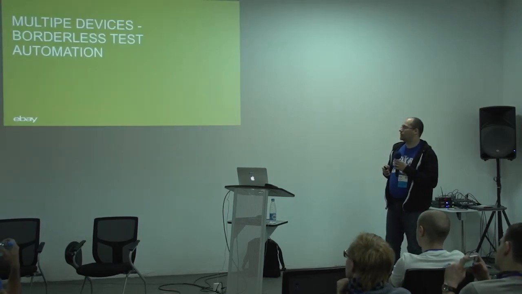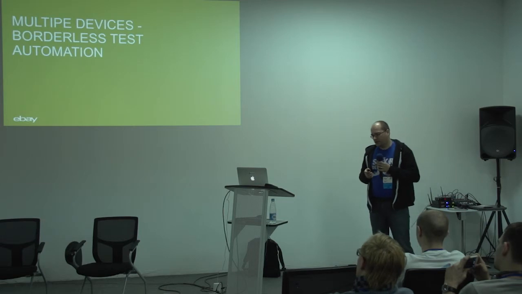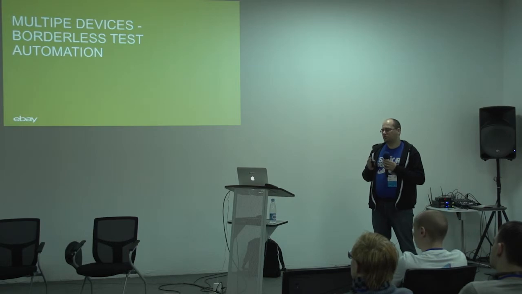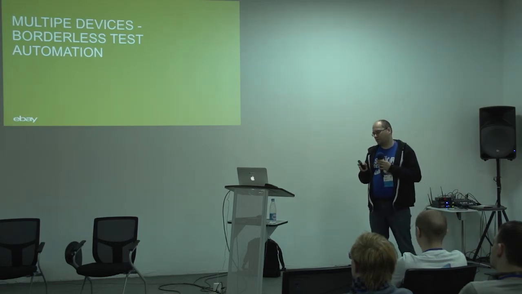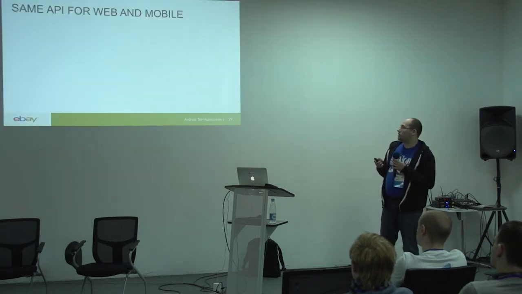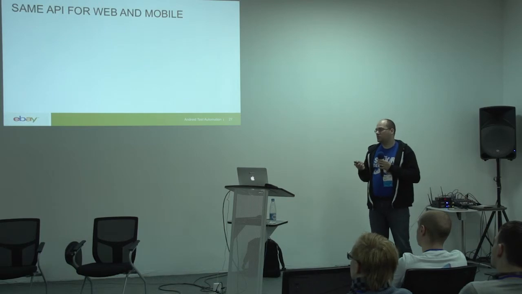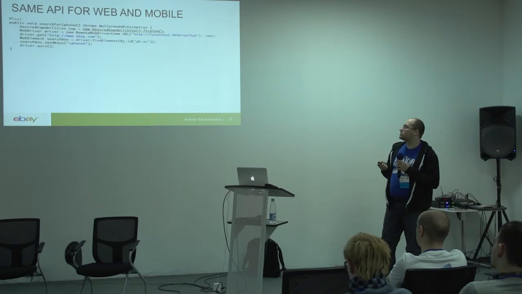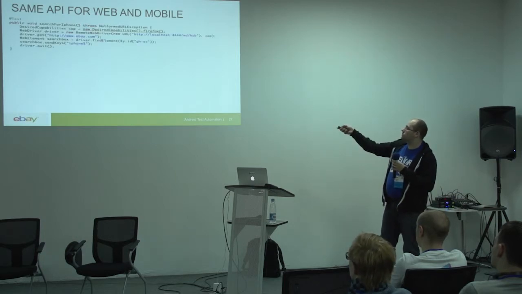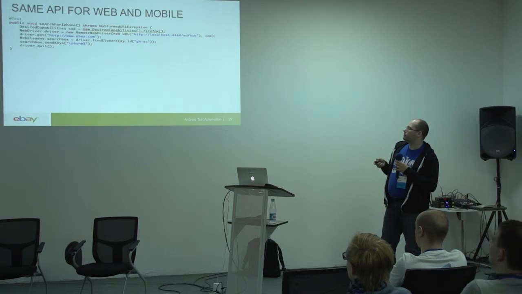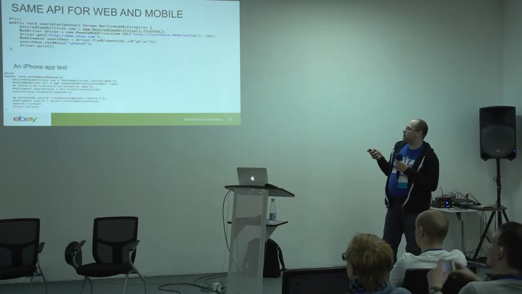It's nice if you have a driver for one platform, but people are using more and more different devices. So I would like to show you what it looks like to search on eBay on different platforms. For a traditional regular web test case, we're using the Firefox driver. We go to ebay.com, search for the text field, and just enter iPhone 5, and that's it.